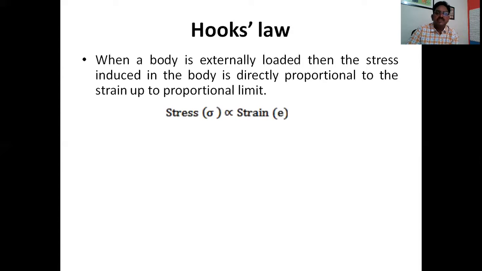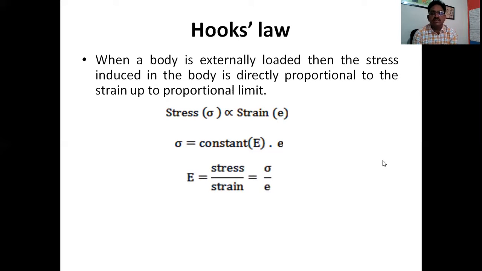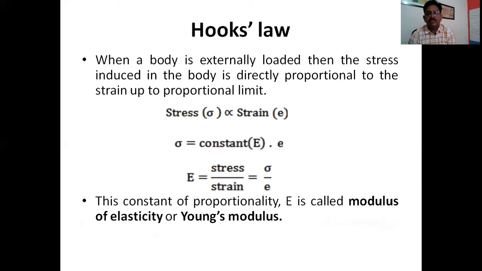Mathematically, stress is directly proportional to strain, and stress is equal to a constant times strain, within the proportionality limit. That constant we indicate with E. Therefore, constant E is equal to stress by strain, that is sigma by epsilon. This E is called Young's modulus or modulus of elasticity. The constant of proportionality E is called modulus of elasticity or Young's modulus. By definition, the ratio of stress to strain is called modulus of elasticity, when the body is subjected to tensile loads.